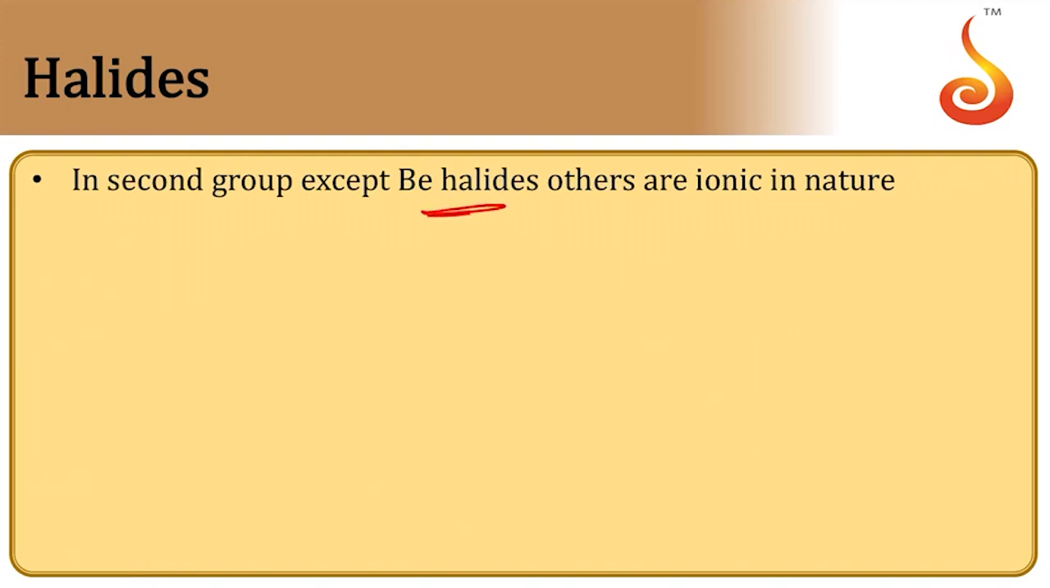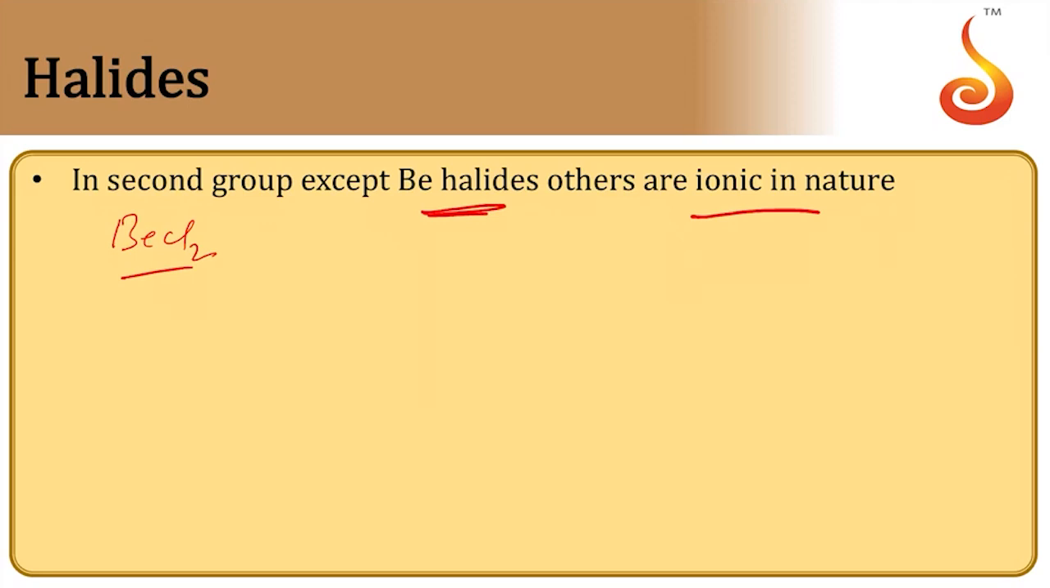And then coming towards the second group. In second group elements, except beryllium halides, all other halides are ionic in nature. In first group, lithium compounds have covalent character. In second group, beryllium compounds are completely covalent in nature. Beryllium halides have different structures, especially beryllium chloride, BeCl2.